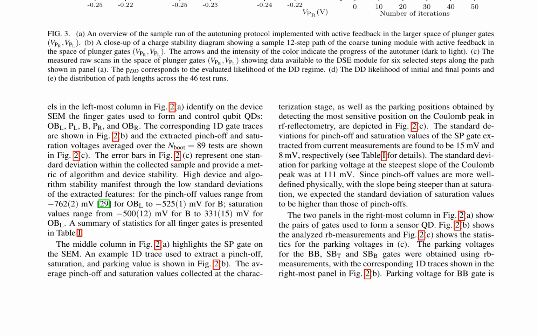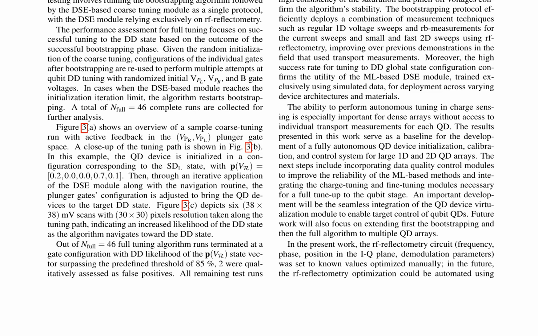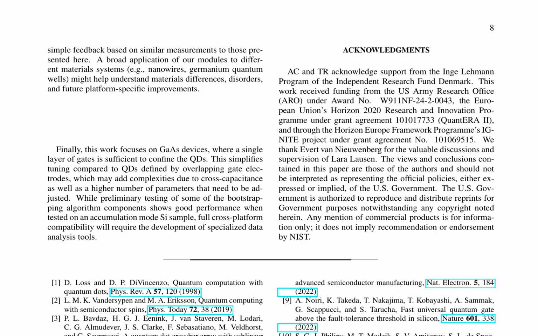The research proposes and experimentally demonstrates a modular autonomous bootstrapping algorithm for bringing a Ge/Si spin qubit QD device from an untuned state to the DD global state configuration. The algorithm performs gate characterization, device diagnostics, and prepares the charge sensing QD for RF reflectometry. It efficiently deploys a combination of measurement techniques, including regular voltage sweeps and RF measurements for current sweeps. The algorithm's stability is confirmed by the low initialization failure rate and high consistency of saturation and pinch-off voltages.